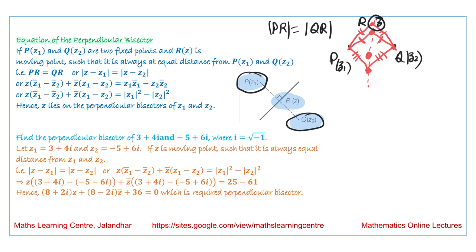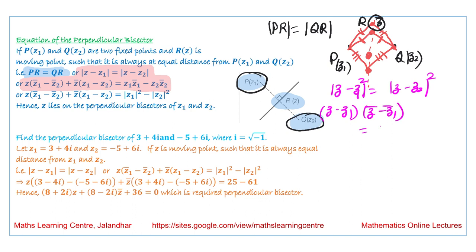So if both these distances are equal, PR is equal to QR, then we can write it in this form. We have seen from the distance formula that mod of Z minus Z1 is equal to mod of Z minus Z2. The condition we have is that mod of Z minus Z1 is equal to mod of Z minus Z2. If we square both sides of this equation, we obtain (Z minus Z1) into (Z minus Z1 bar) equal to (Z minus Z2) into (Z bar minus Z2 conjugate). Now if we multiply these terms, we obtain Z Z bar minus Z Z1 bar minus Z1 Z bar plus Z1 Z1 bar.